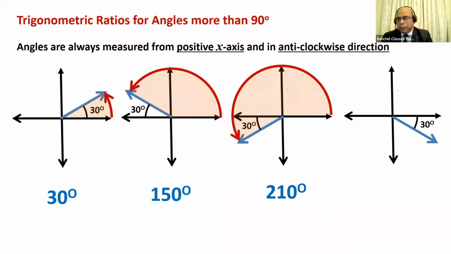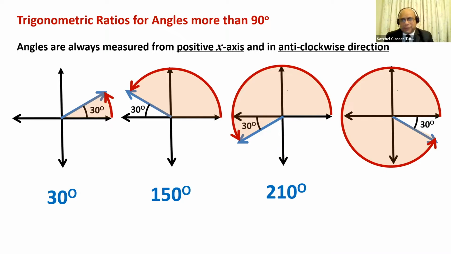And finally, if I start from the positive x-axis and go anti-clockwise, that's the angle I need to cover, which is 30 short of 360 degrees, because had I covered the full circle, it would have been 360 degrees. But this is just 30 short of that, which means the angle this time is 330 degrees. So the first thing you should understand is how do we measure angles in a coordinate plane? It always starts from the positive x-axis and we always go anti-clockwise, right?